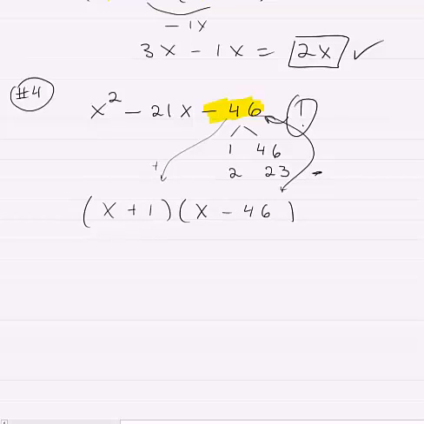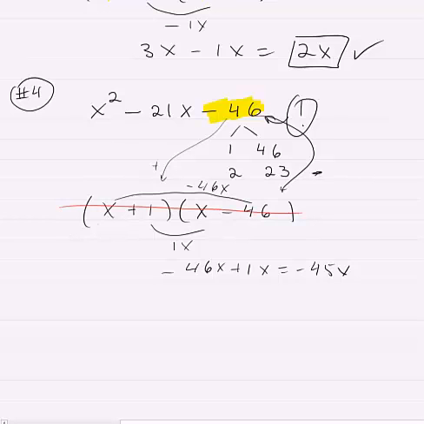For now, when you first try, don't try to get your answer on the first try. You got 1 and minus 46. Doesn't work, then you just get rid of it. Okay, so that's 1x. That's minus 46x. And then it doesn't give you 21, does it? No, it gives you minus 45x, which is no good. All right, that's not what you need, and therefore this is not the answer. Okay, alrighty, so then you try the other one.